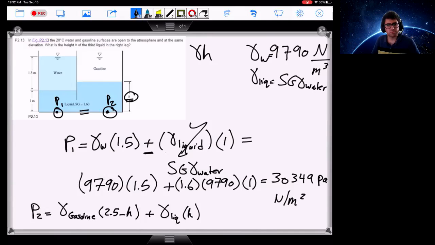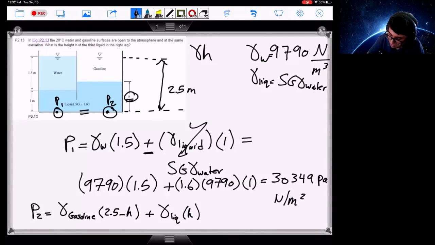And why did you say 2.5 minus H though? Is this something given? Because we don't know the distance from the gasoline to the liquid, but we know the entire length and we know where H is. Exactly. The entire distance is 2.5 meters, if you sum up 1.5 and 1. That's why the length of the gasoline is basically 2.5 minus this height right here.